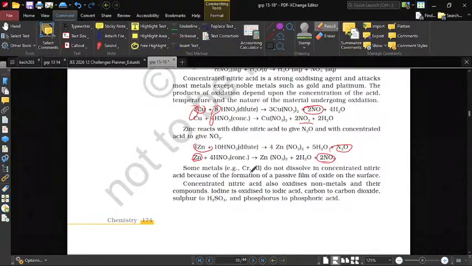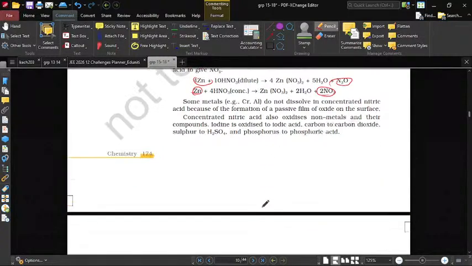Some metals, for example chromium and aluminium, do not dissolve in concentrated nitric acid because of the formation of a passive film of oxide on the surface. Concentrated nitric acid also oxidizes non-metals and their compounds. Iodine is oxidized to iodic acid, carbon to carbon dioxide, sulfur to sulfuric acid, and phosphorus to phosphoric acid.